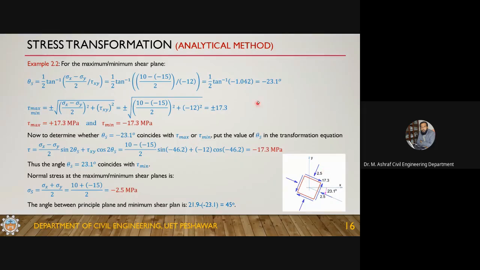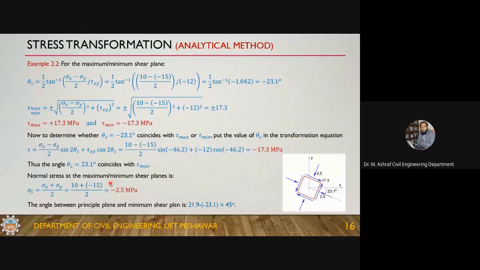So when you rotate the element by 23.1 degree, but this is negative, it means you will have to rotate it clockwise. Okay, rotate it clockwise. When you rotate it, on this plane you will have to show the minimum shear stress of minus 17.3. Minimum means negative, and negative means counterclockwise. Here you can see this, and this is counterclockwise. So you will have to show it as counterclockwise.